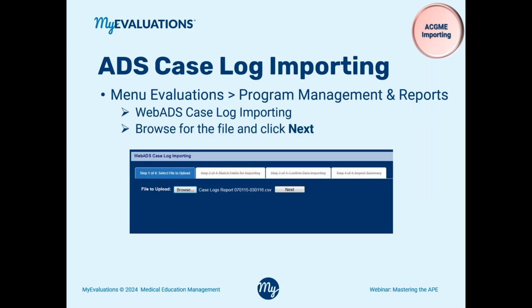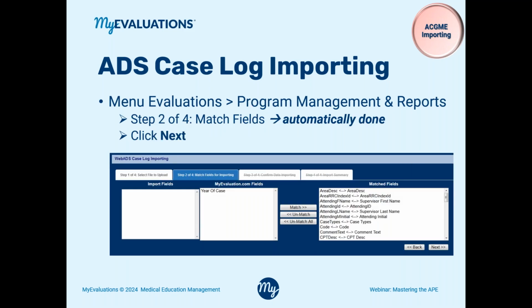another example is for case log importing. Similar process, except with case log importing, you don't have to actually select an academic year, and case logs are only coming in for trainees, so you don't have to select the user type. So you only click on Browse to find the file, and then you click Next, and that's going to then take you to step 2, which will again automatically match those fields for you. So all you need to do is to click Next in step 2.